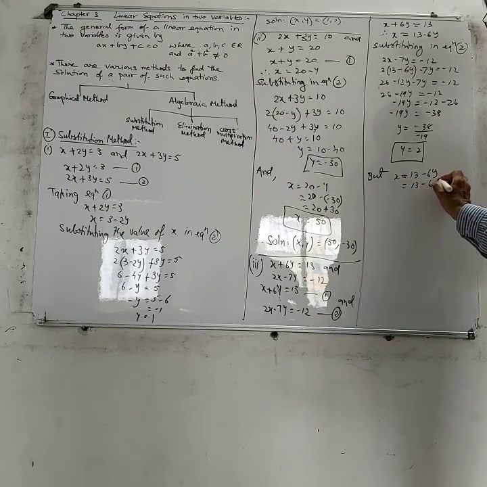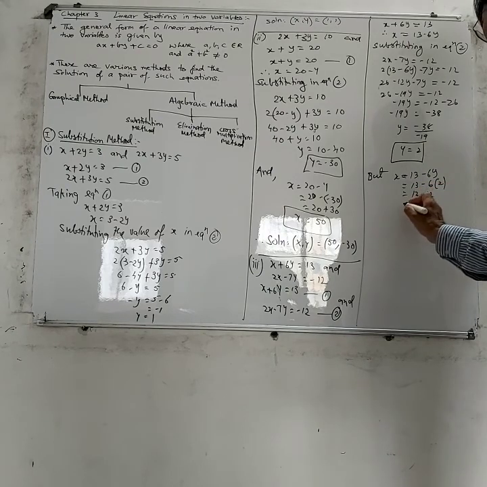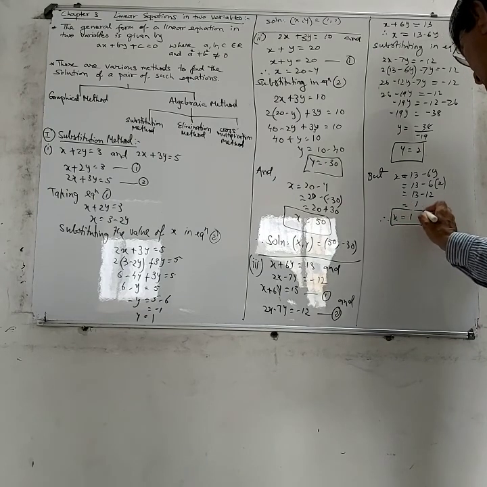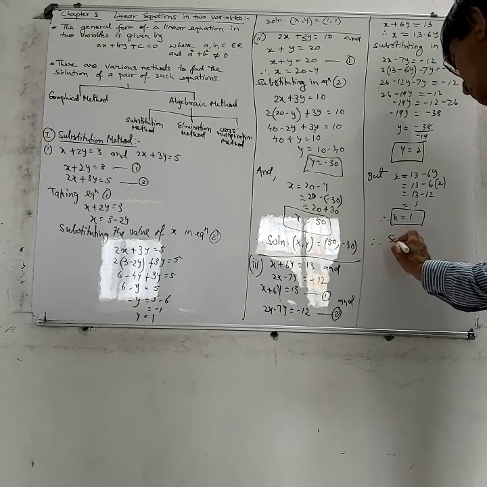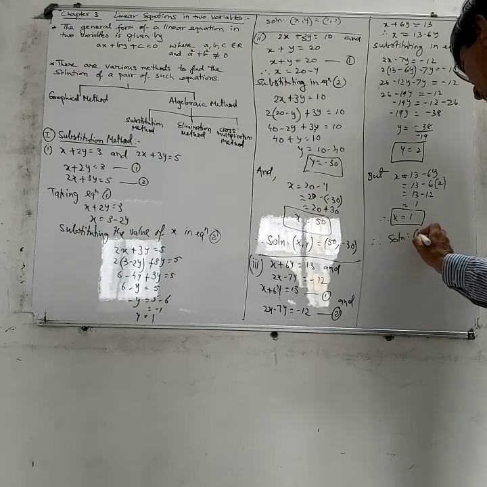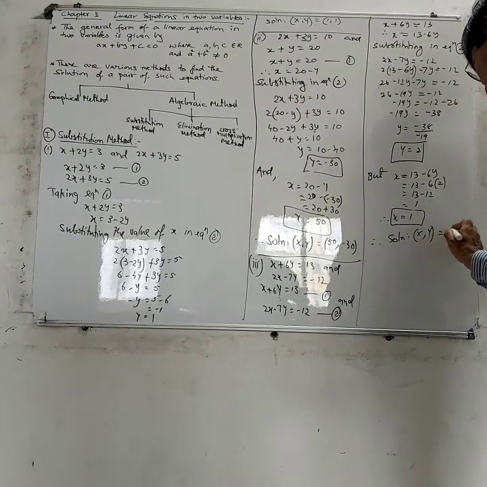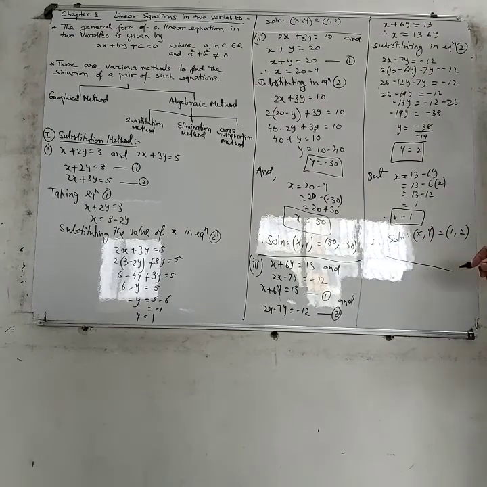13 minus 6 into 2. 13 minus 12, that is 1. Therefore, x is equal to 1. Therefore, solution (x, y) is equal to x is 1, y is 2. Always write x first and then y.